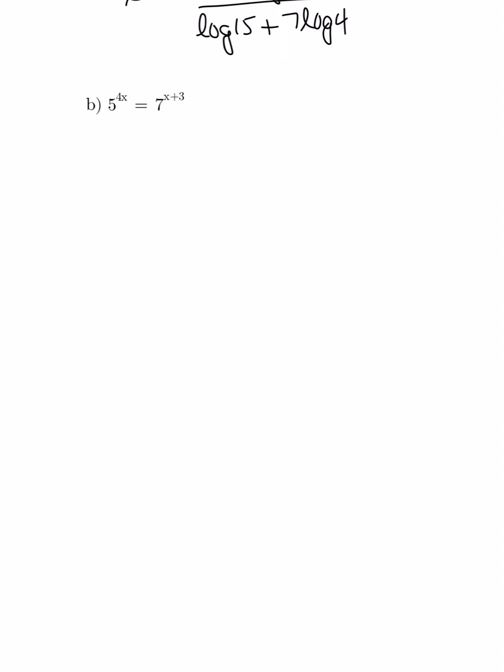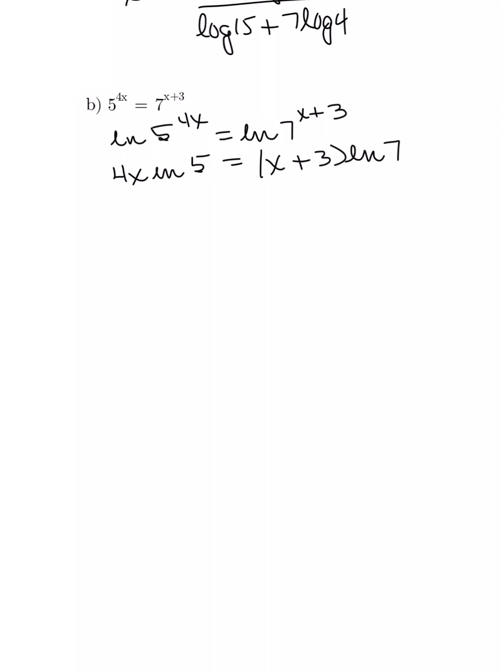We have the same directions for this problem where we are going to write exact answers. This time I'm going to use a natural log instead of the common log. Taking natural log of both sides gives me the natural log of 5 to the 4x equals the natural log of 7 to the x plus 3 power. Now, because we have logarithms, we can drop the exponents to the front. So we have 4x, the natural log of 5, equals the quantity of x plus 3 times the natural log of 7.